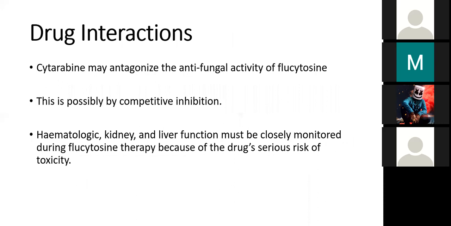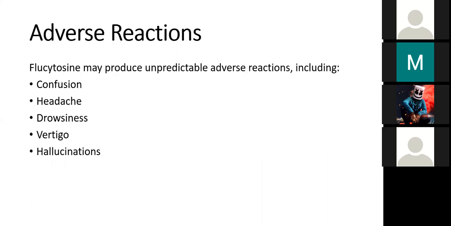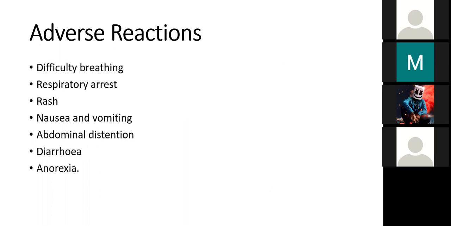So when you give flucytosine with cytarabine, which is also an anti-metabolite used in cancer chemotherapy, treatment of leukemia, there is antagonism of the antifungal activity of flucytosine, so you shouldn't give them together. It's also important to monitor the hematologic, kidney, and liver function because there's a risk of serious toxicity. Some of the side effects include confusion, headache, drowsiness, vertigo, and hallucinations. There's also difficulty in breathing and the usual GI symptoms as well as rash.